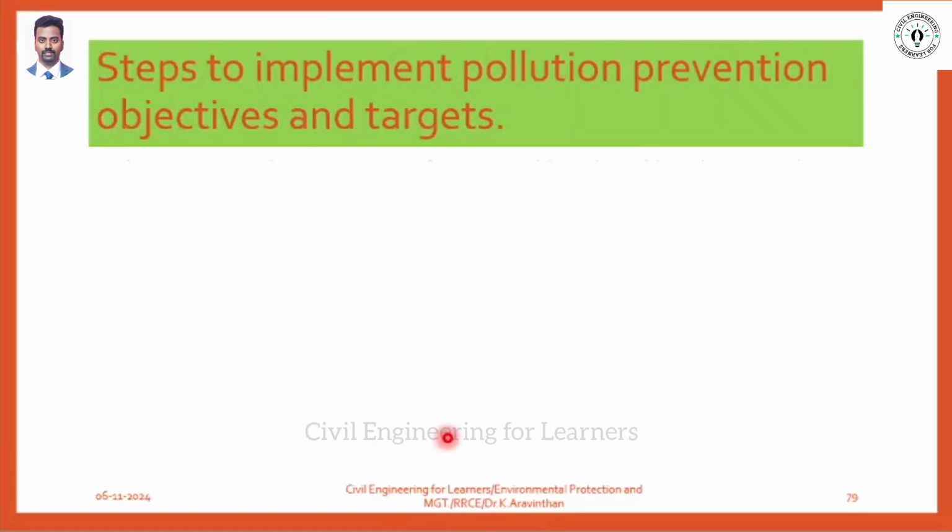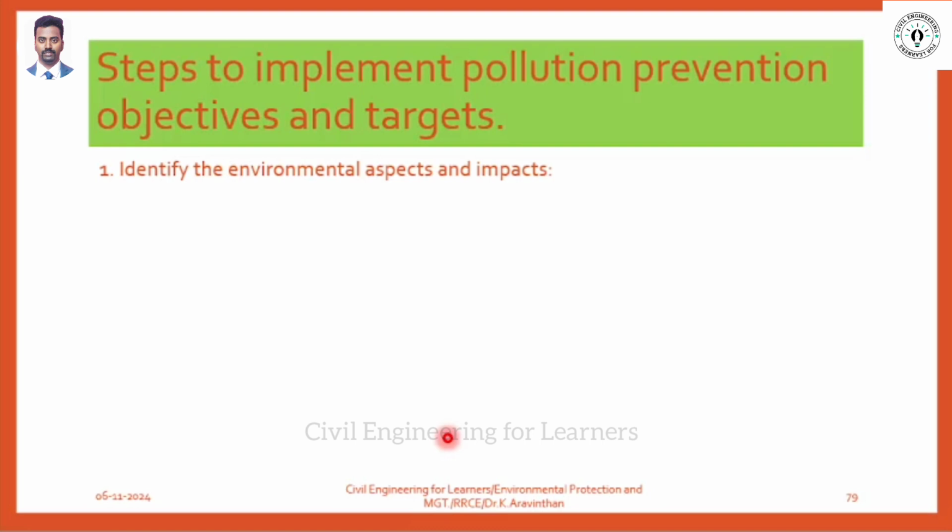Now, steps for implementing pollution preventive objective and targets. First one is identify aspects and impact. Aspects might be either positive or negative. If you are operating vehicles for supplying your goods, if you export the products from diesel operated vehicles, then it creates a negative impact. If you transport your products by electric vehicle, it is a positive aspect. So an aspect can be positive or negative. So will be the impact.